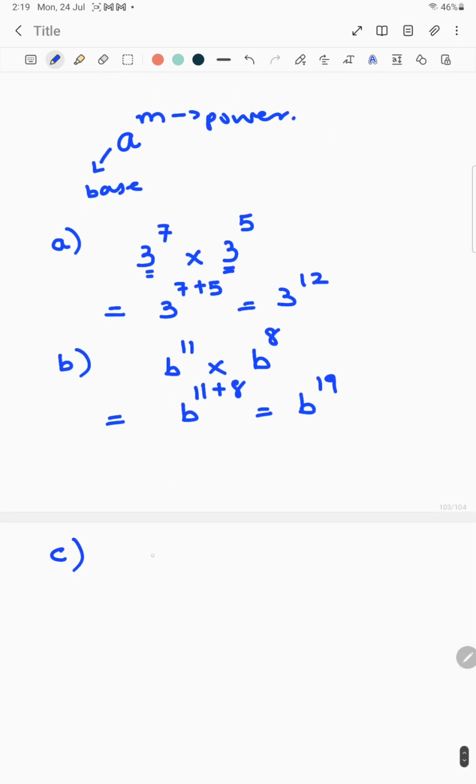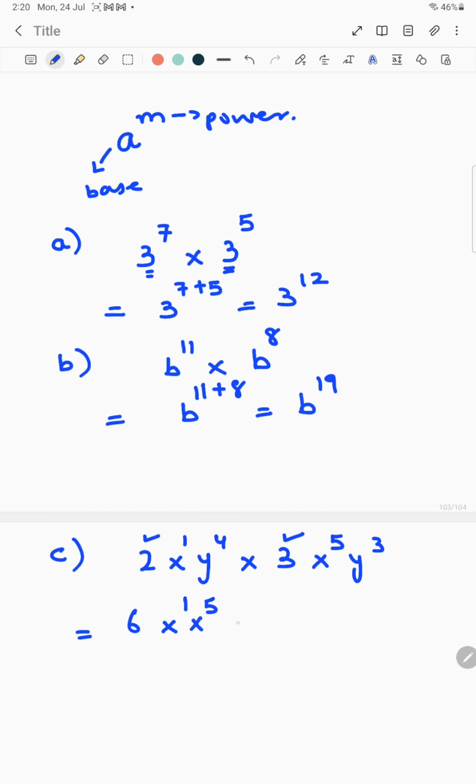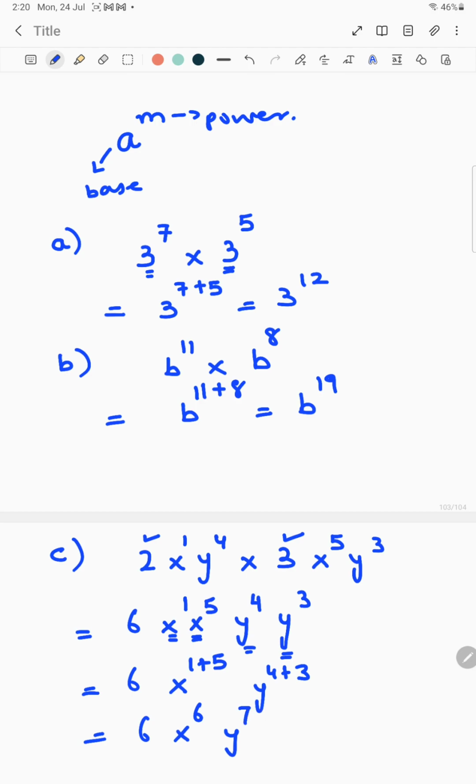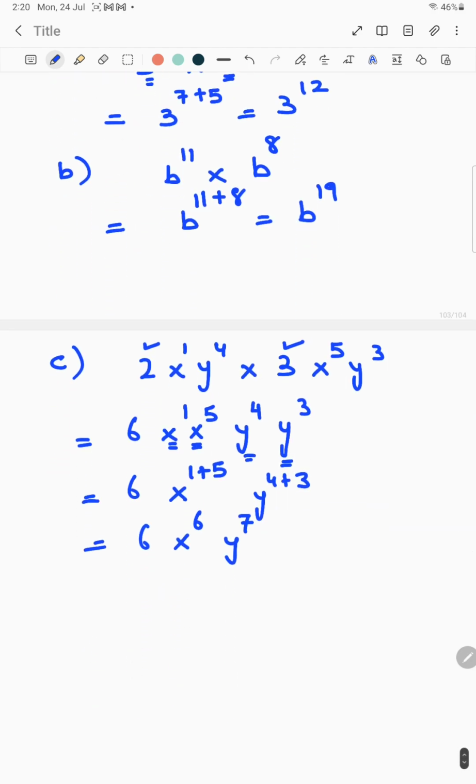In the third example, if you have 2x y^4 times 3 x raised to power 5 y raised to power 3, the number will be multiplied with the number. 2 times 3 is 6, and we have x raised to power 1 over here, and x raised to power 5, y raised to power 4 and y raised to power 3. Now the bases are the same, so the powers will be added. Again, the bases are the same for y, so the powers will be added. So 6 x raised to power 6 and y raised to power 4 plus 3, 7. So this is the first law.